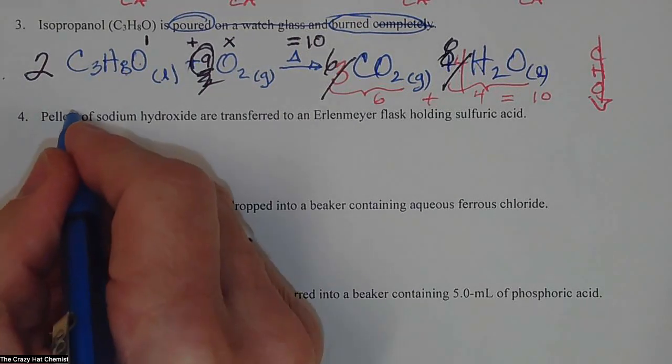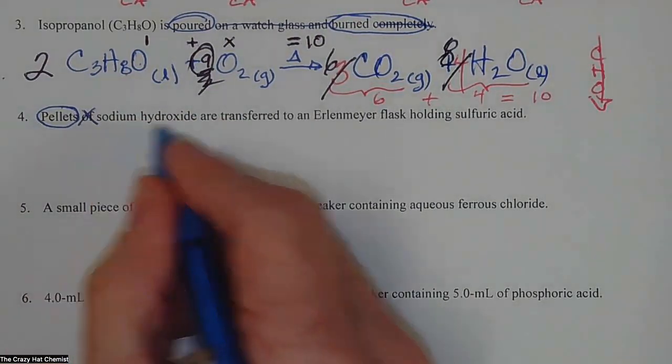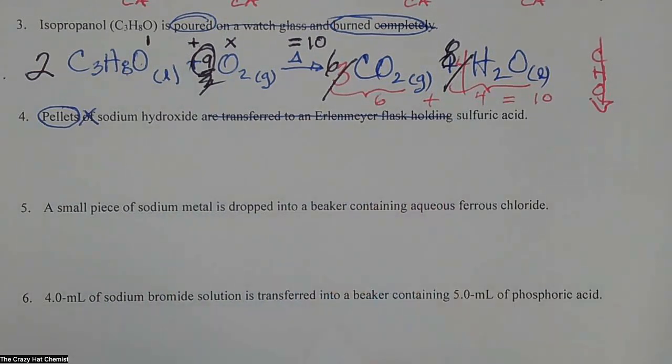The next one is number four. This is pellets, that lets us know it's a solid. Sodium hydroxide transferred to an Erlenmeyer flask holding sulfuric acid. So again, I'm crossing out words that you really don't need. They're unnecessary, so you can just kind of ignore those. So hopefully that's helpful. All right, so let's continue on here.